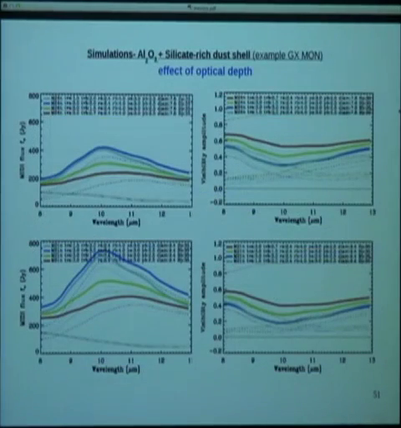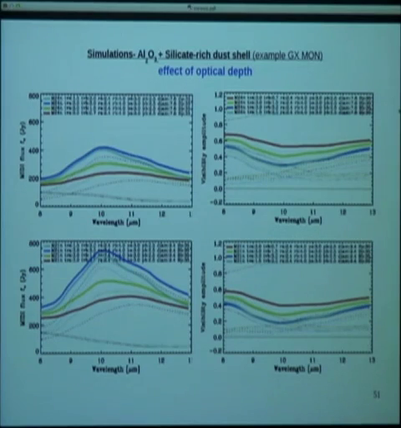Here, the upper part is flux versus wavelength and visibility versus wavelength, observing a phase a bit close to the minimum of the cycle, and the lower part is again flux and visibility, but showing the phase close to the maximum of the cycle. And here you can see the difference when the fraction between aluminum oxide and silicate changes.